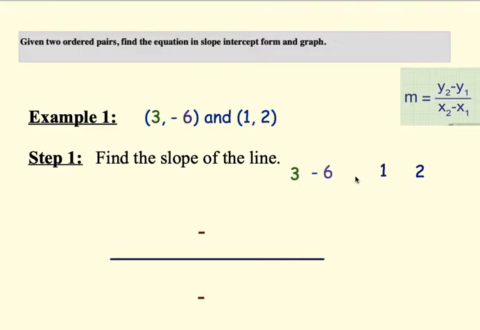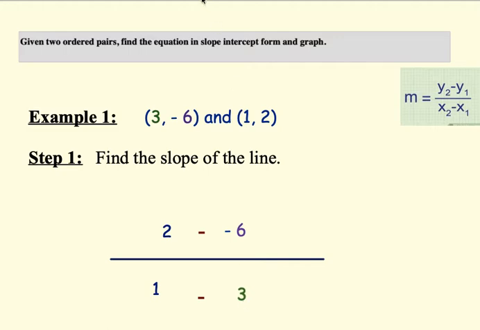So the first one that I'm going to attempt is (3, -6) and (1, 2). However you do this, just make sure that you start off with your y's. And here are your y's. And I'm going to purposely grab the 2 right here. And I'm going to go 2 minus a negative 6. And then if I start off with the 2, I have to start off with the 1. I'm going to do 1 minus 3.